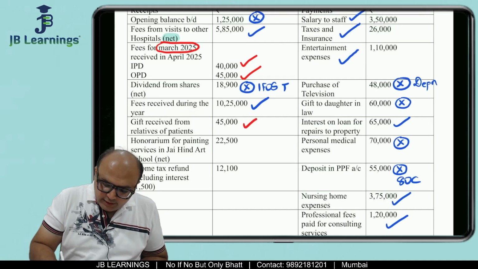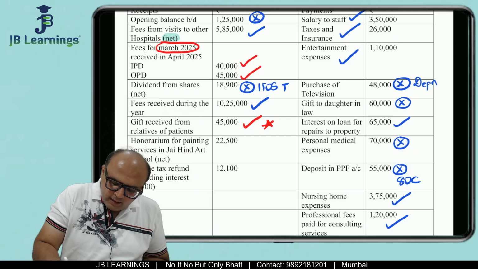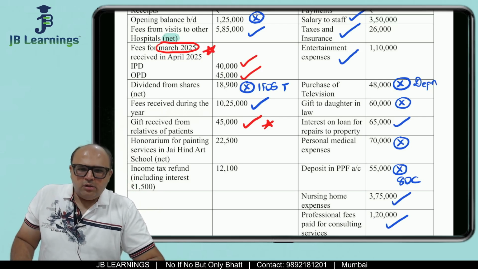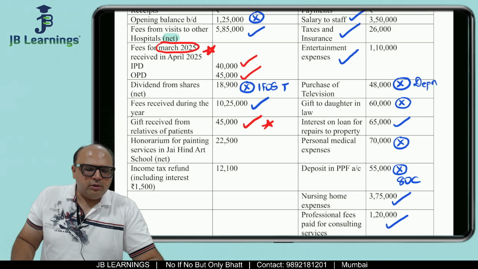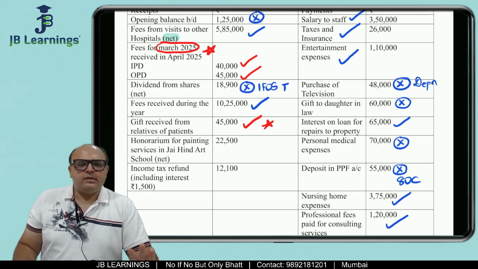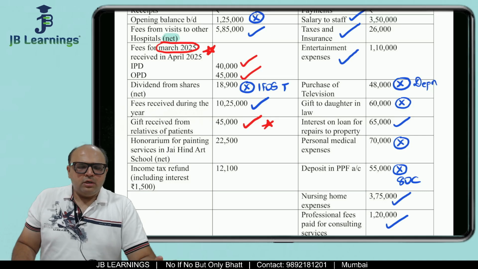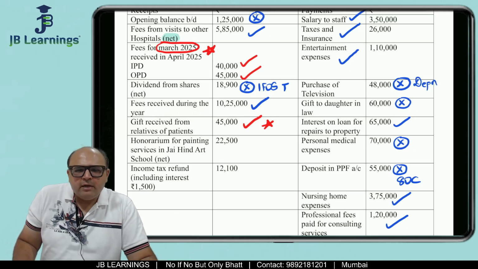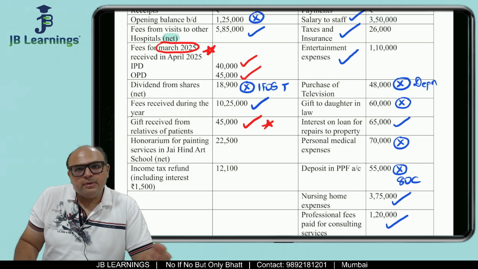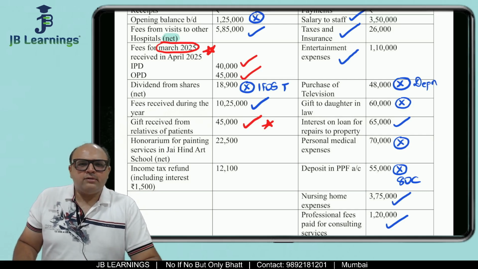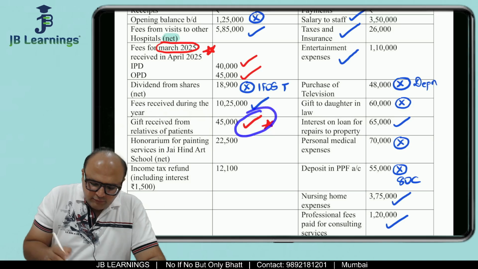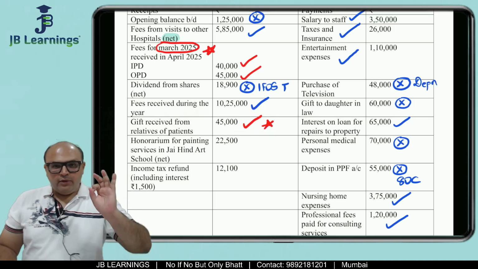Gift received from relatives of patients. Now friends, patient is our customer, our client. As a doctor, if you treat some patient, that person is your customer or client. But over here they have given gift is received from relatives of patients. So over here it is assumed that obviously the patient might still be recovering, the patient might not be able to get a gift for the doctor. So the relatives have brought it on behalf of the patient. So this is as good as gift received from customer or client, and this is business income. Very, very important.